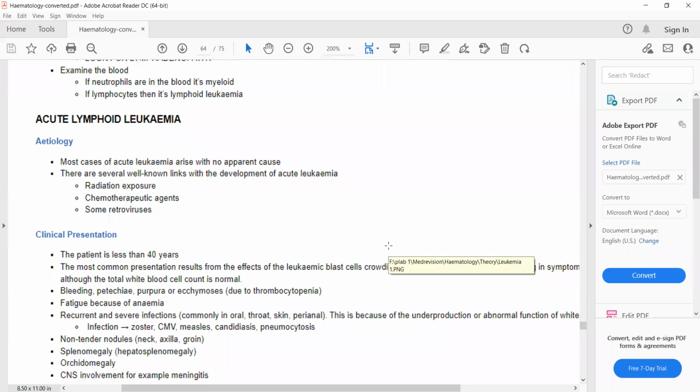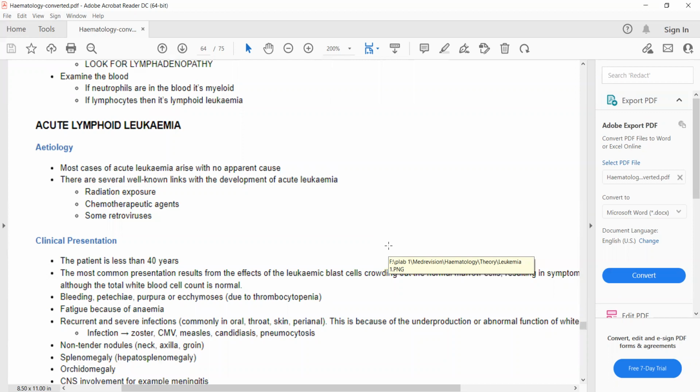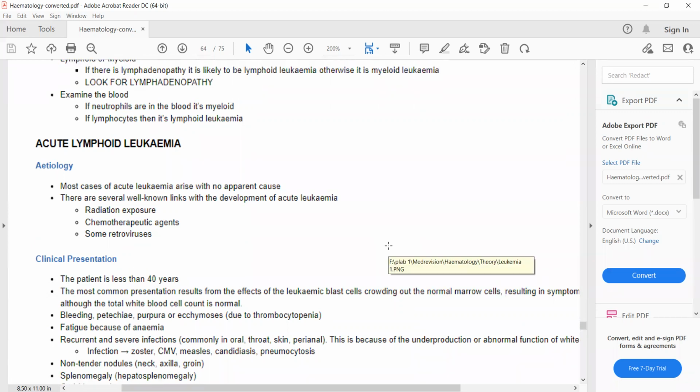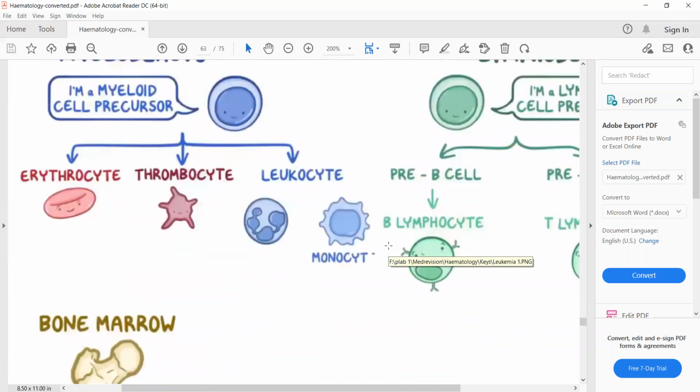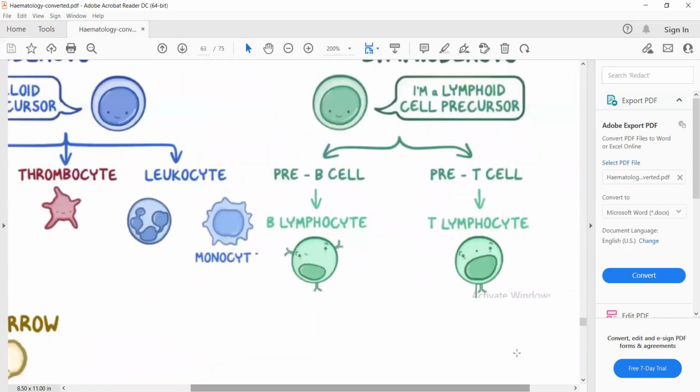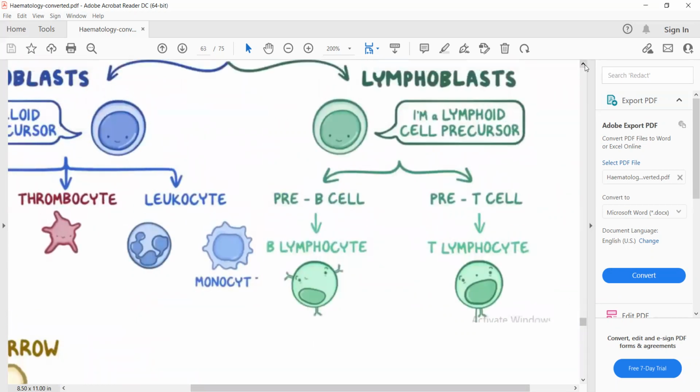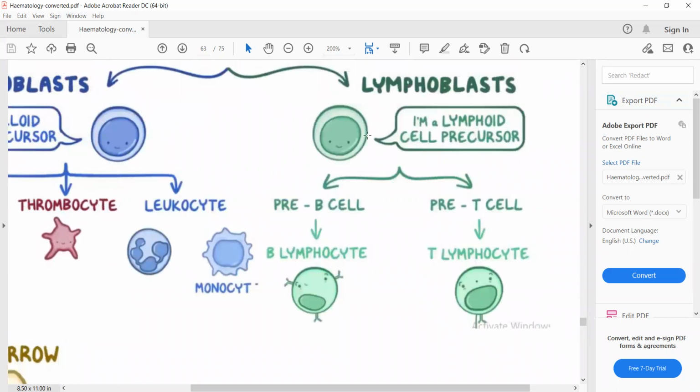So what happens in ALL? ALL is basically acute lymphoid leukemia, also known as acute lymphoblastic leukemia. So what happens in acute lymphoblastic leukemia? There is excessive proliferation of these lymphoblasts. These blast cells, these lymphoblasts, are present in the bone marrow. So there will be excessive proliferation of these lymphoblasts.